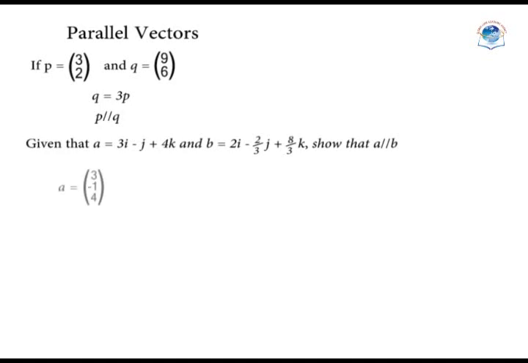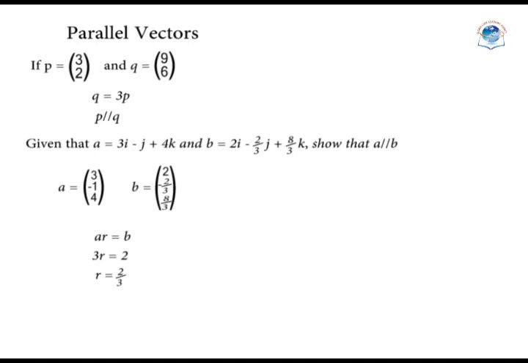A is equal to (3, -1, 4) and B is equal to (2, -2/3, 8/3). Taking a factor R, let us test whether the two are multiples of each other. AR is equal to B. Let's try with the x coordinates. We equate the x coordinate of A and the x coordinate of B. 3R is equal to 2. Dividing both sides by 3, R is equal to 2 over 3. So the multiplying factor is 2 over 3.